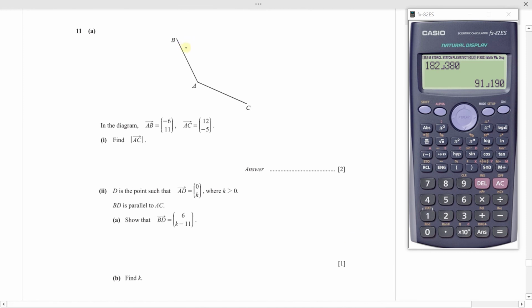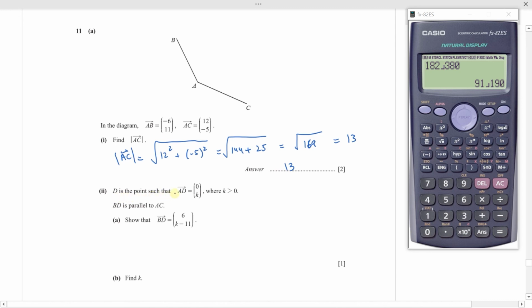So question number 11, part A. In the diagram, AB vector is -6, 11. AC is 12, -5. Find the magnitude of AC. So magnitude of AC will be simply 12 square plus -5 square, whole under root. This is 144 plus 25 under root, 169. Square root of 169 is 13. So magnitude here is 13.